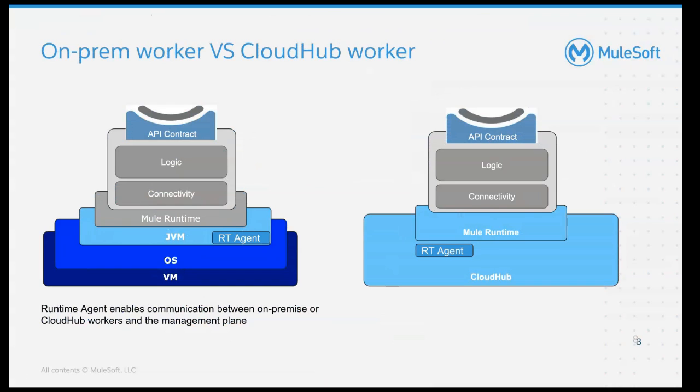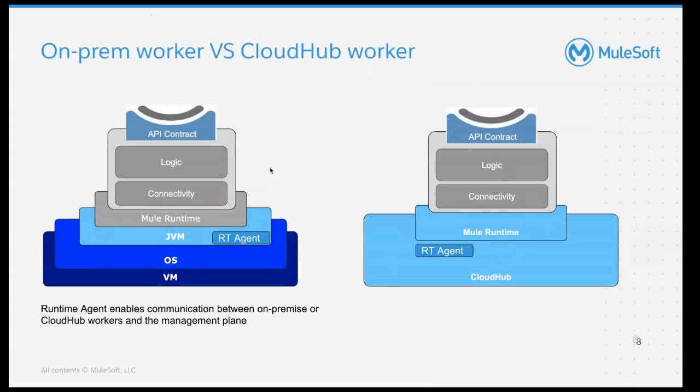You don't need to have a separate JDK installation. All you need to do is provision a worker, and CloudHub will take care of all the things in the background. It will give you a new worker that can run a new Mule runtime instance with an API in it.